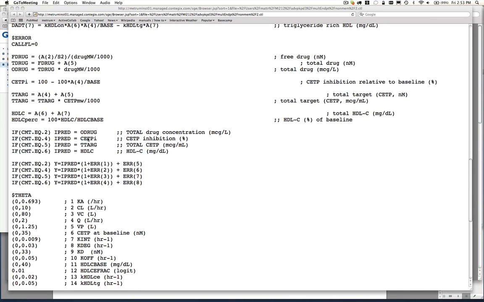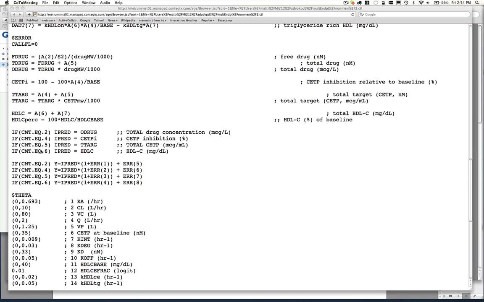And so then this gets back to the data set structure. The DVs that are in the data set for compartment 2 are actually not A2, but the total drug. And so we say if compartment equals 2, then IPRED is total drug. Again, it's not A2, as we would do in a lot of cases. The inhibition is this expression we derived up here. Total target is total CETP. Again, that's this piece here.